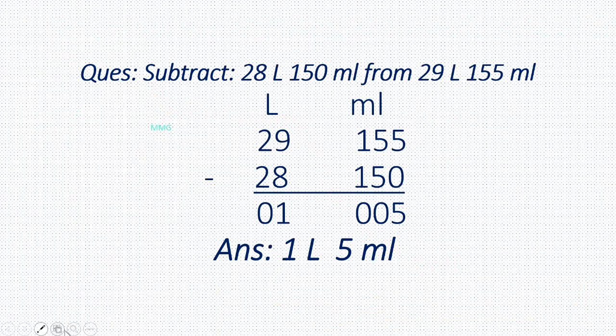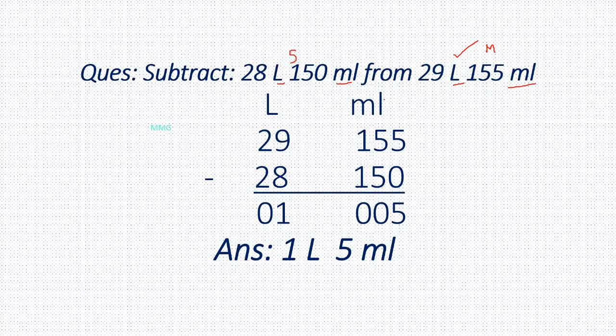Look here children, your question is subtract 28 liter 150 milliliter from 29 liter 155 milliliter. So you can see here this one, 29 liter 155 milliliter, is the bigger capacity. You will write this capacity at the top. And how you will do subtraction, first you will write the units. Children, look here liter and here milliliter, we have two units here, and again here in minuend we have 2 units, in subtrahend again we have 2 units. So your first step is to write the units.